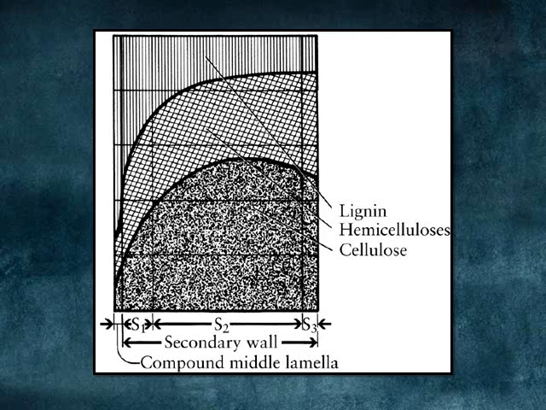If you look at the breakdown of the chemical composition of the different parts of the secondary cell wall, you will notice that the S1 layer is primarily made up of lignin and hemicellulose, while the secondary layer, or the S2 layer, is made up primarily of cellulose. And that difference is what makes the microfibrils very different from S1 to S2 to S3.